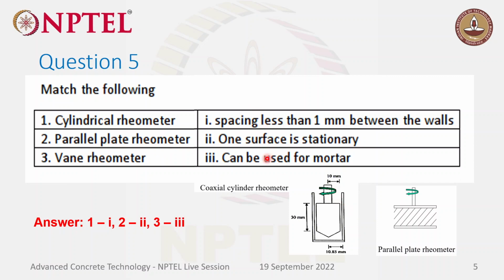Coming to the parallel plate rheometer, this is the representative diagram from the lecture PPT. Here there will be two plates. One plate will be kept stationary, and one more surface will be under motion. It will shear the material in between the two plates, and then they'll measure the shear stress and shear strain rate.